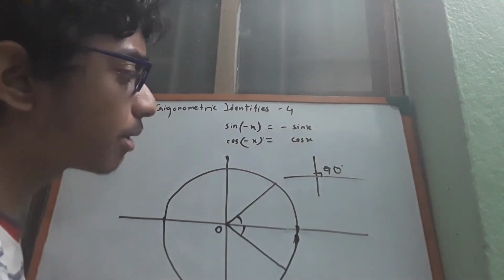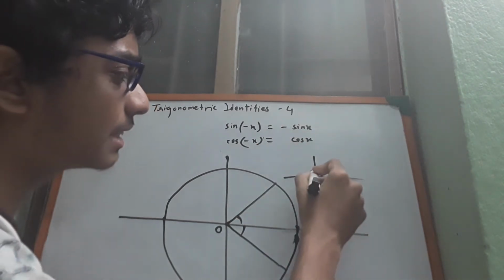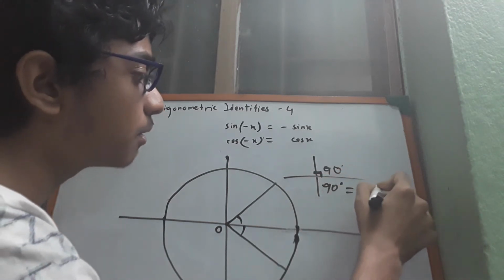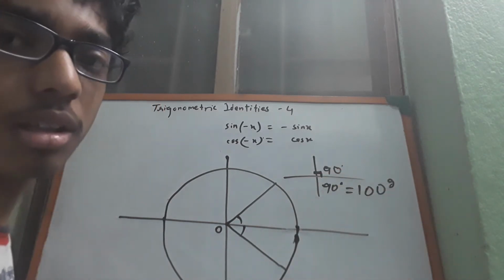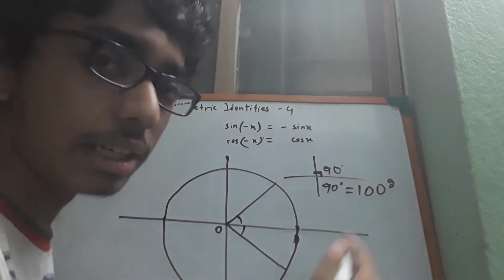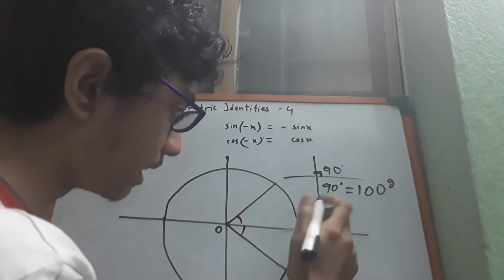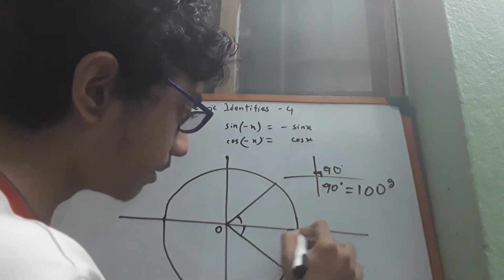But we also have a system called the grade system. In that case, this same 90 degrees is called 100 grade. That means 90 degrees is equal to 100 grade, written with G in the superscript. And obviously we have the most important and most fundamental and the best system, which is radian.